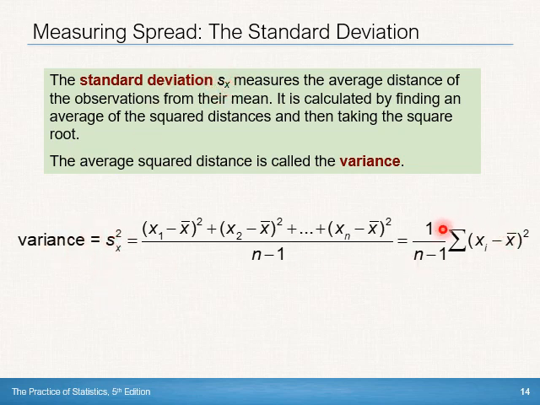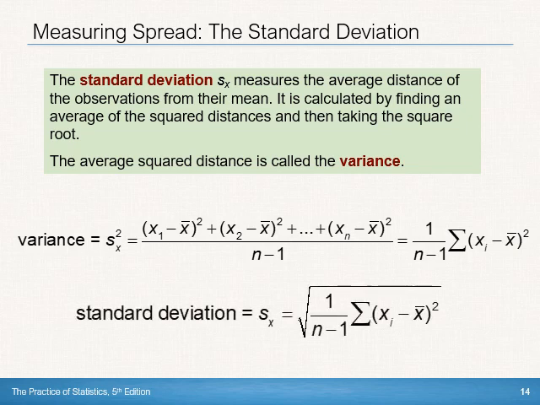All right, again, we can use the sigma notation to indicate that we're adding all those up instead of writing all this out every time. And then again, the standard deviation, we denote that with an s from a sample, and that is just the square root of the variance.